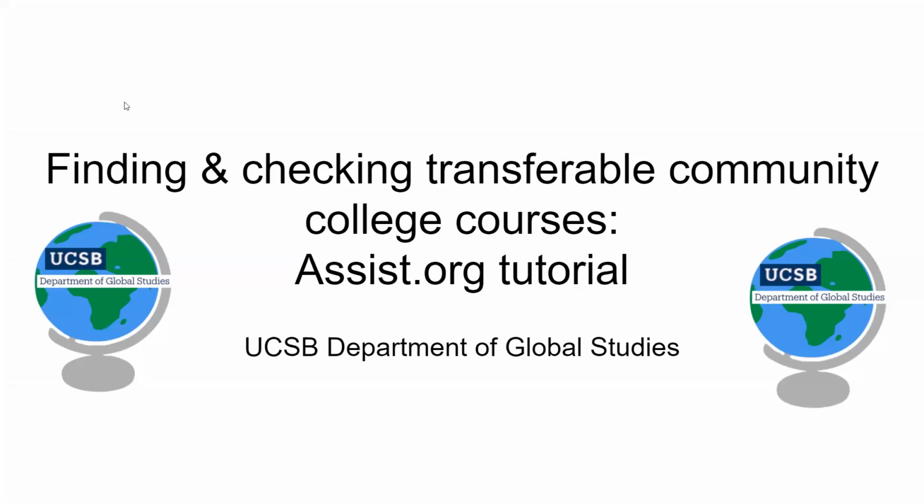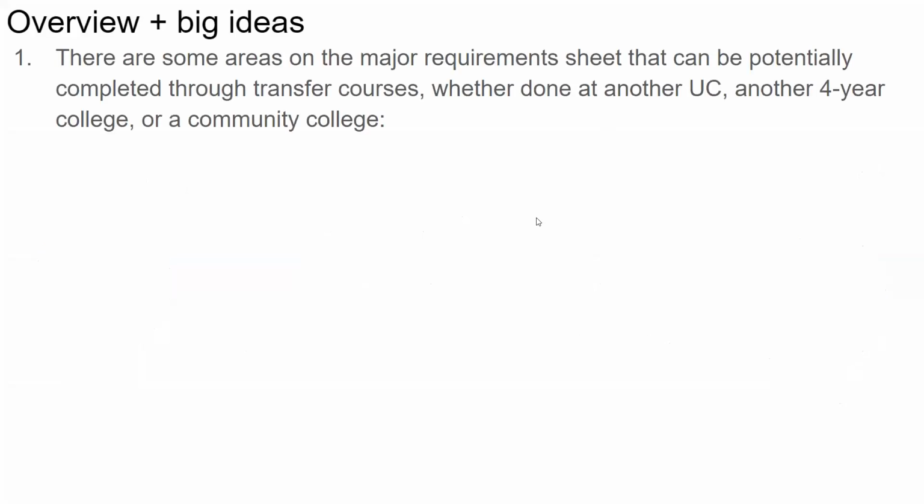So this is going to be some general notes about course transferability for community colleges, and then assist.org, a tutorial for how to use that tool, which will be really useful in helping you figure out which classes count for UCSB classes in certain parts of the major requirements. So the overview and big ideas this presentation will cover.